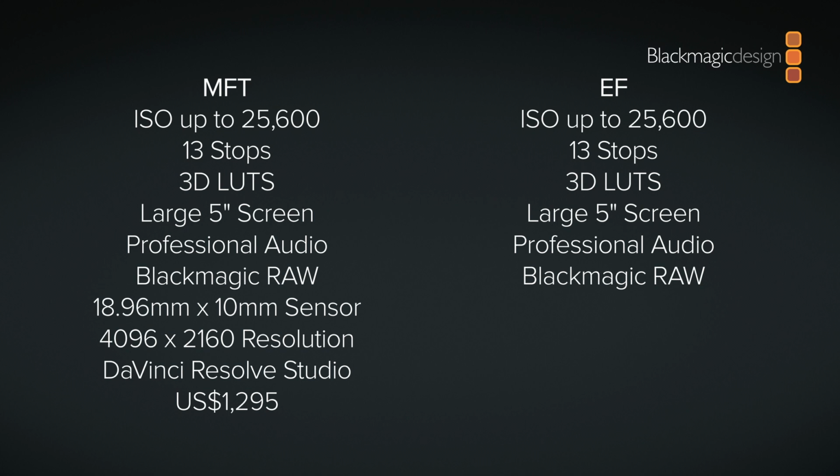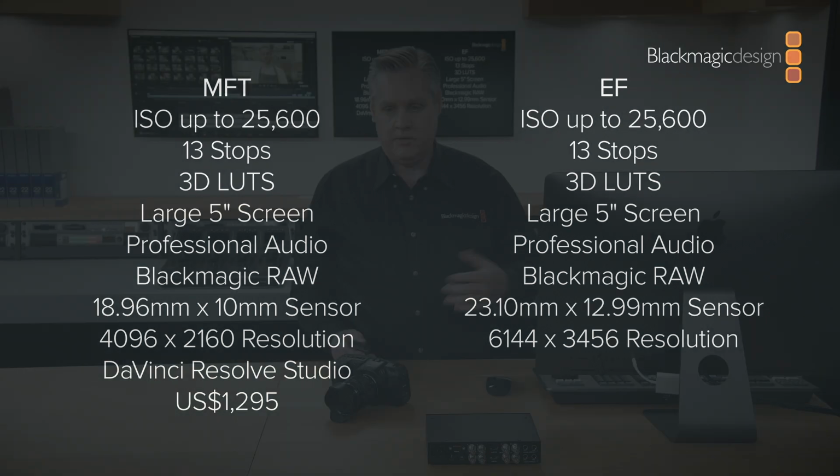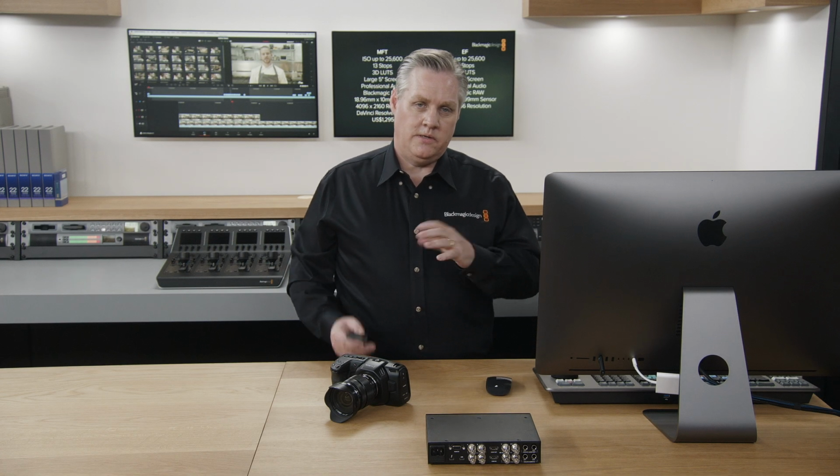But it being an EF lens mount, it does have a larger sensor. It's a 23.1 millimeter by 12.99 millimeter sensor. So it's a bigger sensor that better fits the EF lens mount at Super 35, but it also means it's higher resolution. The resolution is 6144 by 3456, so that means it's a 6K camera. That larger sensor in the EF model also has a shallow depth of field. So you've got high resolution and a shallow depth of field, so it's got a slightly different creative feel when you're shooting with it.